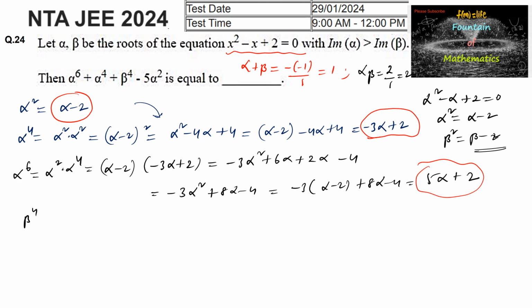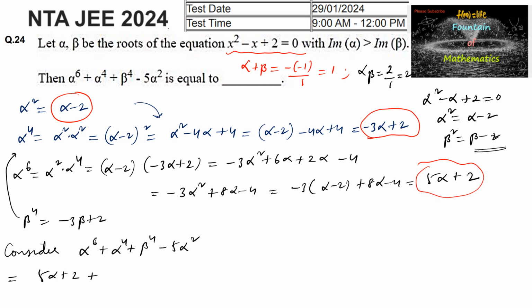Beta power 4 is similar to alpha power 4, since both are roots of this equation. So we can say it is minus 3 beta plus 2. So now consider alpha power 6 plus alpha power 4 plus beta power 4 minus 5 times alpha square, which is equal to alpha power 6 value 5 alpha plus 2, alpha power 4 value minus 3 alpha plus 2, beta power 4 value minus 3 beta plus 2, and minus 5 times alpha square value, which is alpha minus 2.